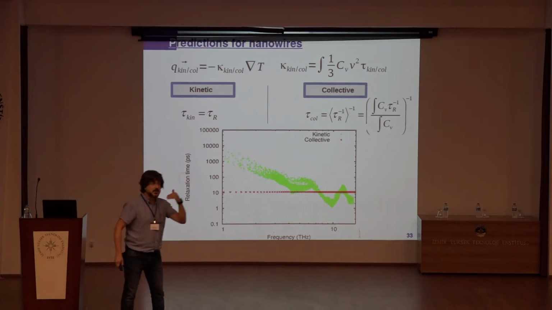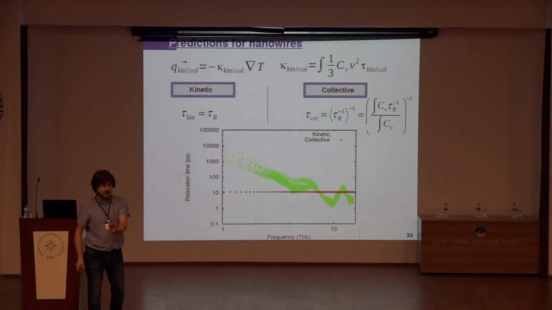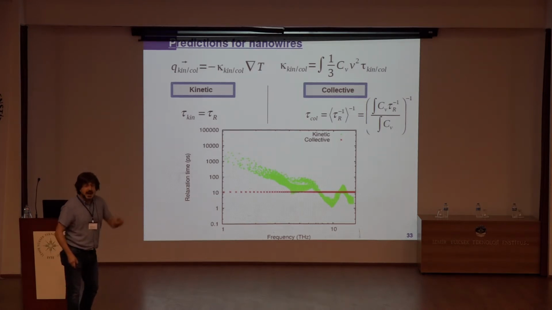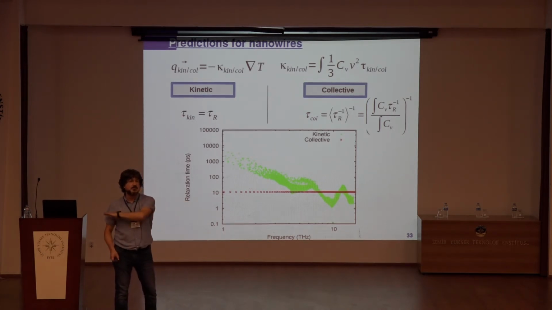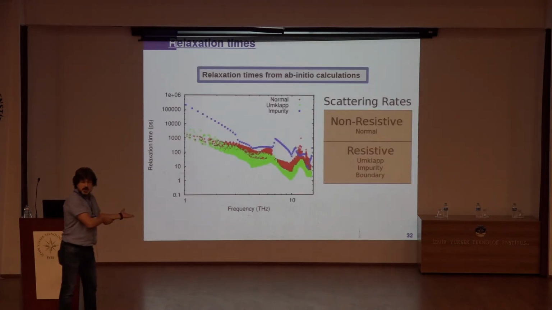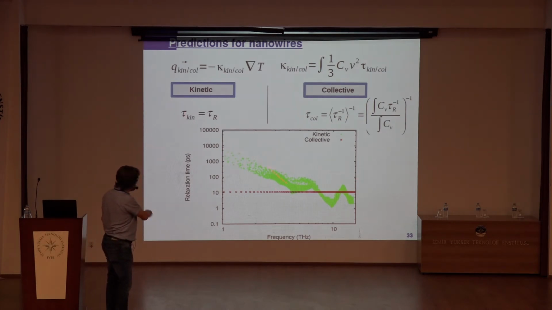When you try to calculate, you obtain the usual expression of the thermal conductivity, the usual kinetic expression, but instead of working only with the kinetic mean free times, in the kinetic regime you work with the kinetic mean free times, but in the collective regime, you have to make the average of all the mean free times in the distribution, and you get a single relaxation time for all the phonons. And this is what we get from the ab initio relaxation times. These are ab initio obtained results. And this is what you get when we do this and when we do this.